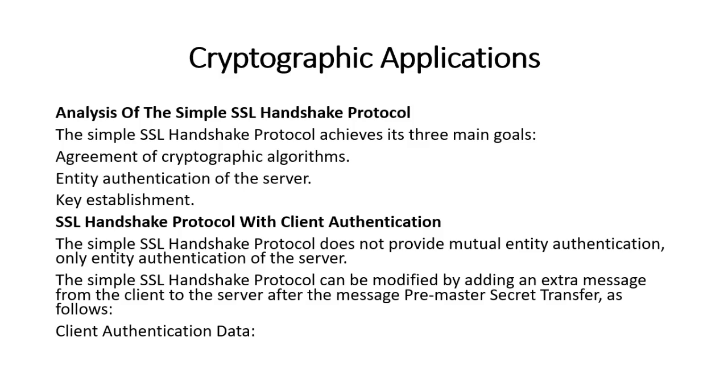The simple SSL handshake protocol achieves its three main goals. One is agreement of cryptographic algorithms, because this is very important, there should be some agreement. Then entity authentication of the server. After that, key establishment. Now, SSL handshake protocol with client authentication. The simple SSL handshake protocol does not provide mutual entity authentication, only entity authentication of the server. The simple SSL handshake protocol can be modified by adding an extra message from the client to the server after the pre-master secret transfer message, as follows. So this is the client authentication data we have discussed.